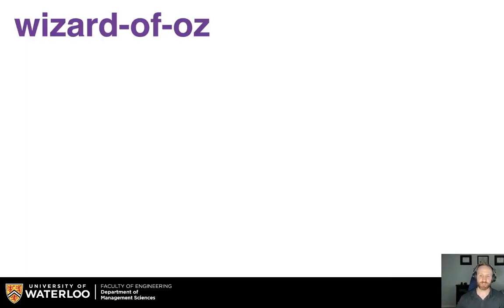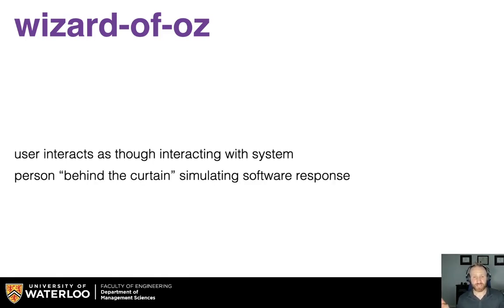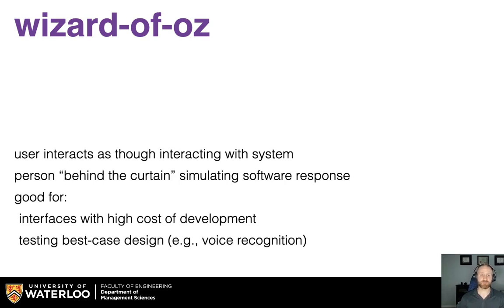Wizard of Oz is a technique that involves a user interacting as though they're interacting with the system. And there's a person behind the curtain simulating software responses. Much like in the Wizard of Oz, spoiler alert, the wizard was manipulating this grand machination behind a curtain. It's good for interfaces with a high cost of development. For example, that popping out eyeglasses video that we showed. And for testing best case design.